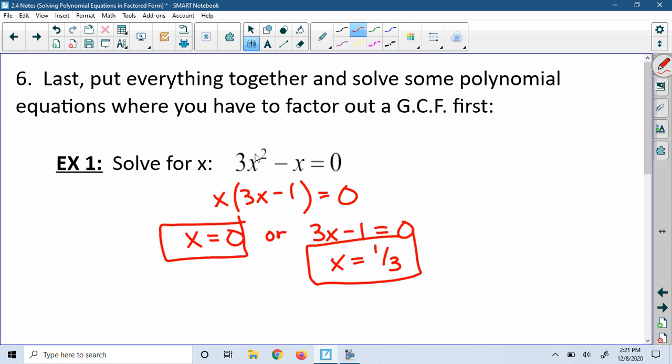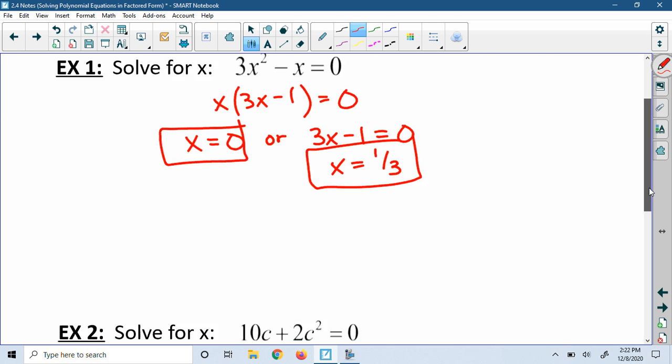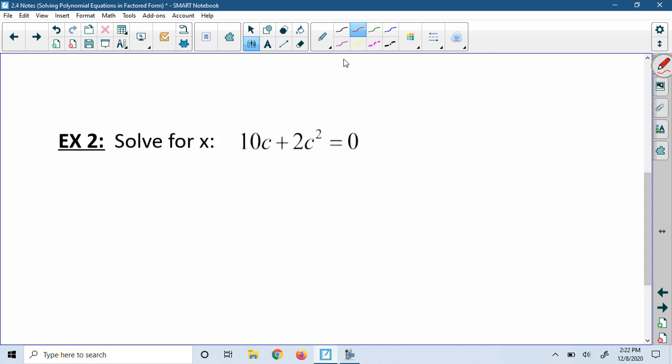Before today, you could never solve something like this, but now that we know about factoring and that zero product property, you have totally expanded your math world. Solve for x. I made a typo here. There are no x's to solve for. These are c's.